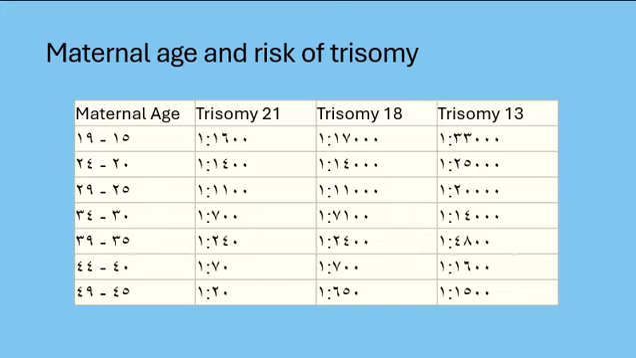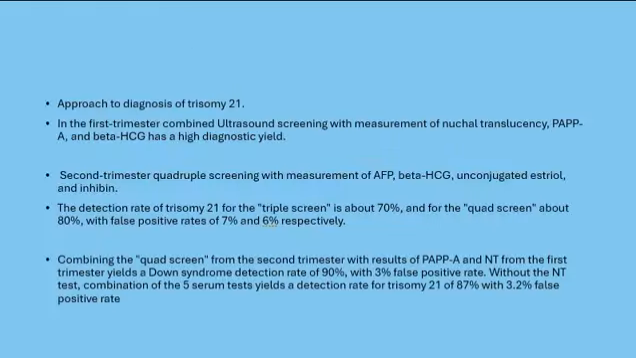Maternal age and risk of trisomy. Approach to diagnosis of trisomy 21. In the first trimester, combined ultrasound screening with measurement of nuchal translucency, PAPP-A, and beta-HCG has a high diagnostic yield. Second trimester, quadruple screening with measurement of AFP, beta-HCG, unconjugated estriol, and inhibin.